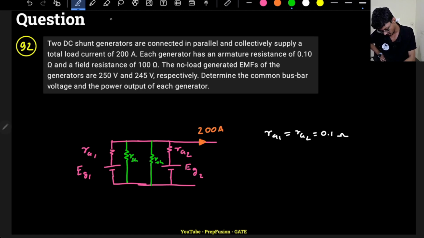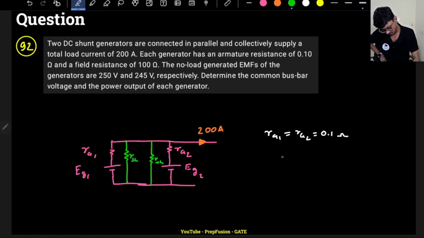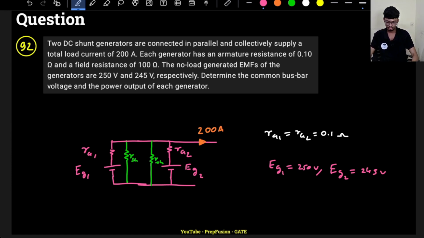So here the no load EMF generated, EG1 is 250 volts, EG2 is 245 volts. Determine the common bus bar voltage and power output of each generator. So it takes say 200 ampere of current.